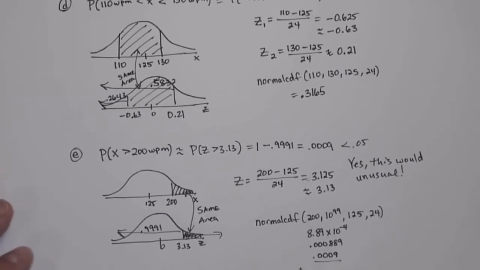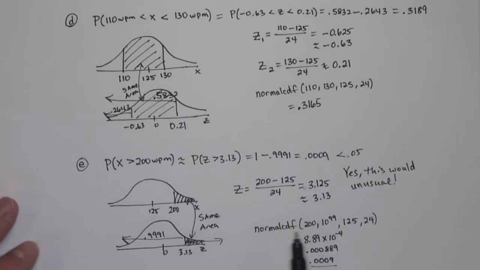So we have solved our reading rates problem using the TI calculator. So our next video is going to be doing the same problem a third time, showing you how to use StatCrunch.